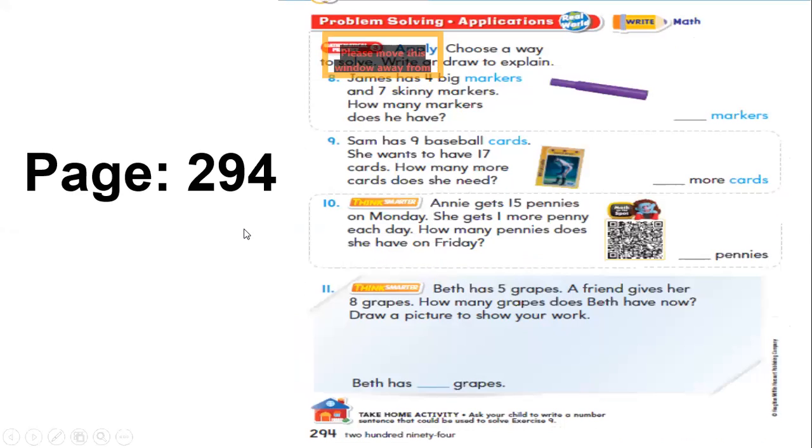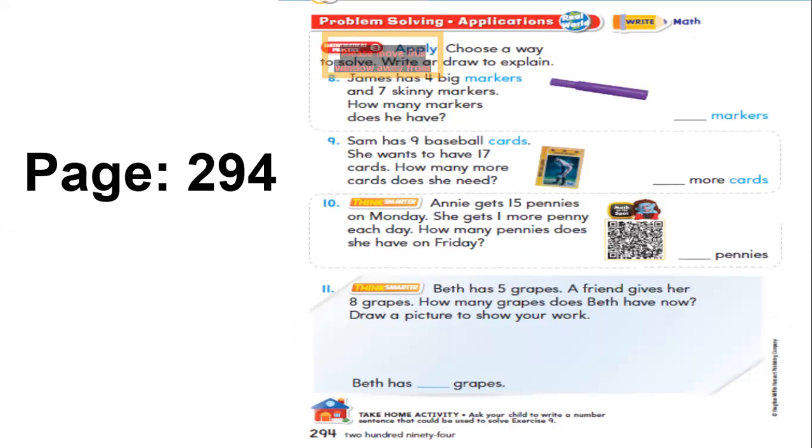Open page 294. Now apply. Choose a way to solve, write or draw to explain. If you want, we can draw and we can solve it. And then we are going to do the same way, whether we are going to add or subtract.